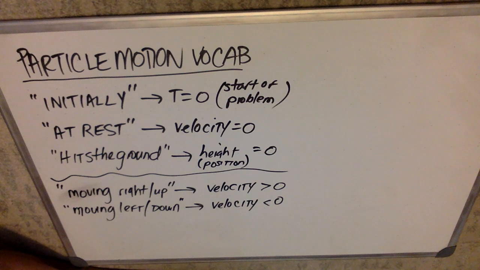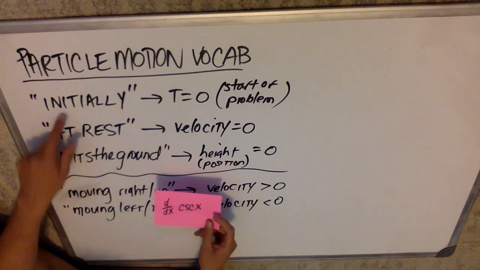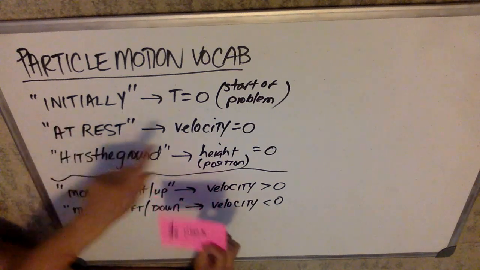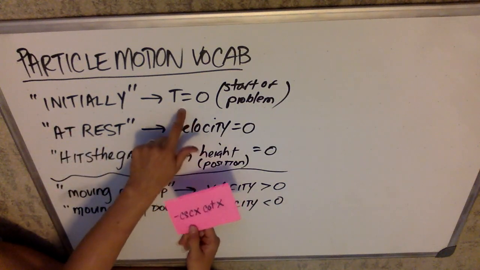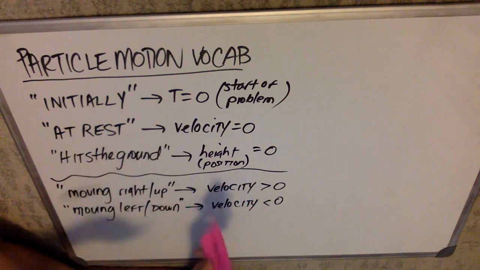If you're talking vertically, you can't really hit the ground if you're running on the ground, if you were running left and right. And then moving right or up is velocity being positive, moving left or down is velocity being negative. We're going to do a lot more particle motion later, but it's worth putting this out there now. This is another time when it's not an awful call to make some note cards, right? Just like we have our antiderivative rules, it's not a terrible life choice to put initially in quotations on one side and then t equals 0, and put at rest in quotations on one side and put velocity equals 0 on the other.